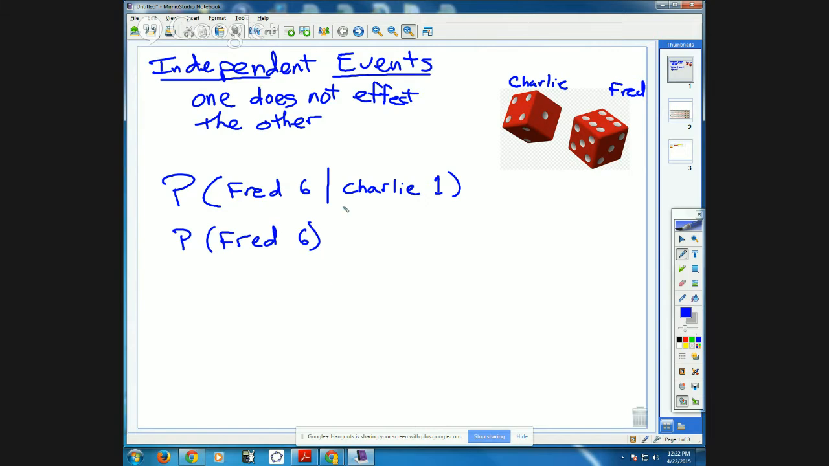If the knowledge of something doesn't change an event, that means the two events we're talking about are independent. So the probability that Fred gets a 6 is 1 out of 6, regardless of what Charlie gets. Okay, independent events. Events are independent if one does not affect the other. Coins are a good example.